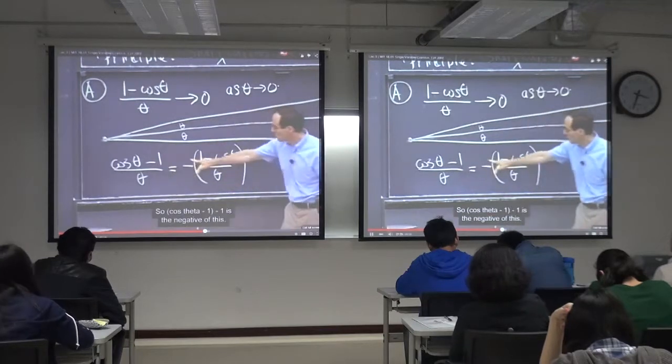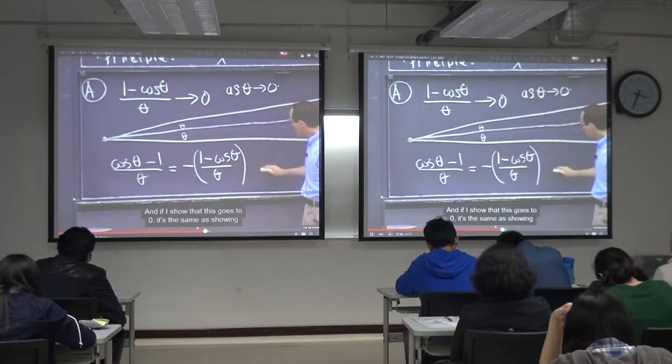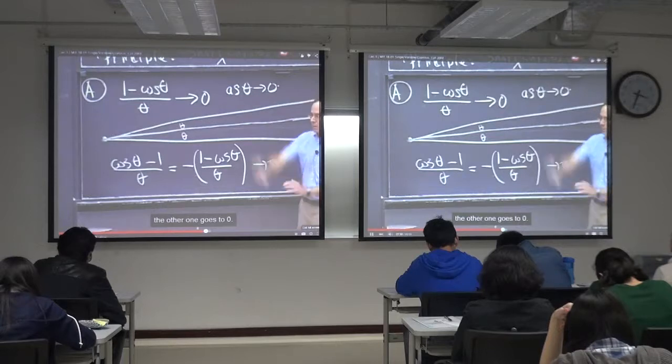So cosine minus theta minus 1 is the negative of this. Right? And if I show that this goes to 0, it's the same as showing the other side. Another question.